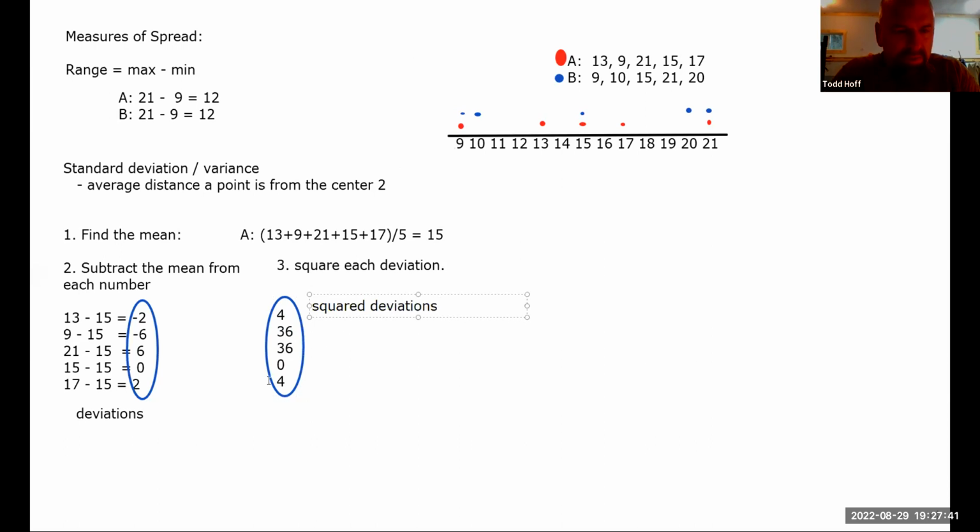Step 4. Find the sum. In other words, add them together. Well, if I add those up, I get a total of 80. This 80 has a name as well. It's the sum of the squared deviations.